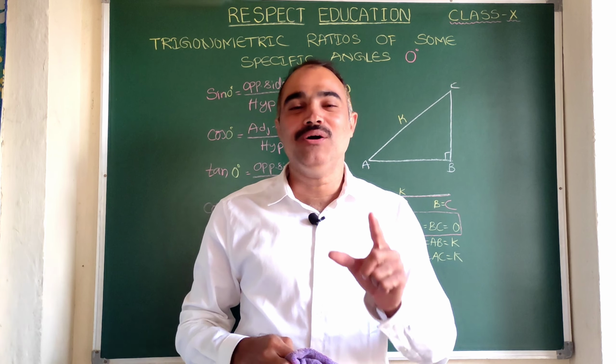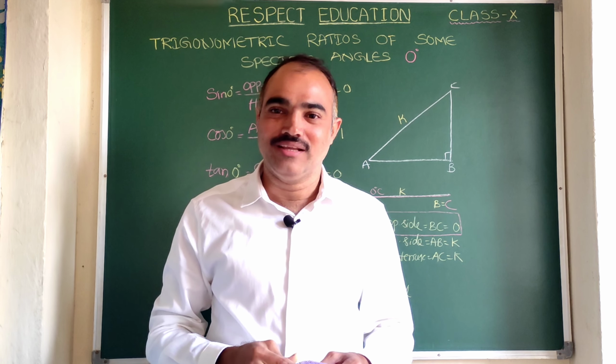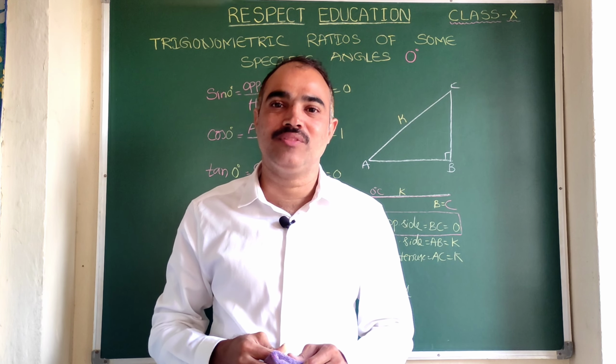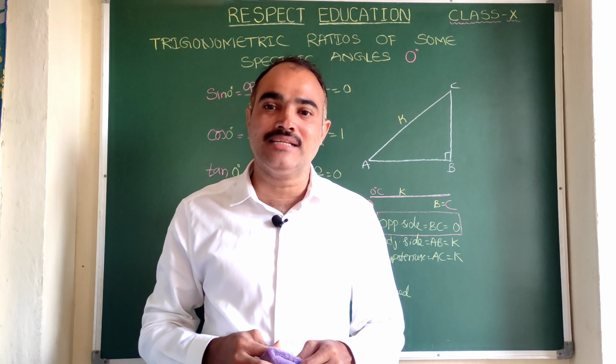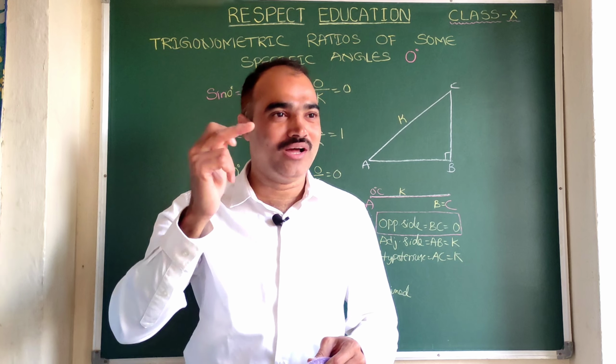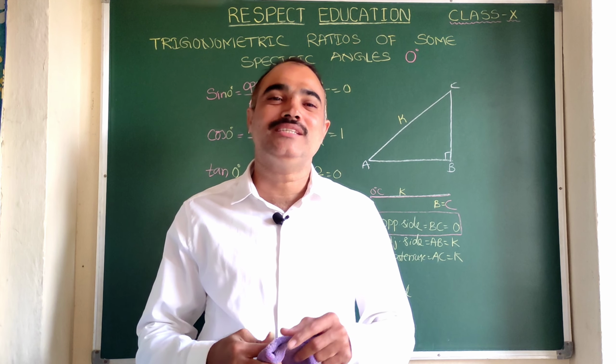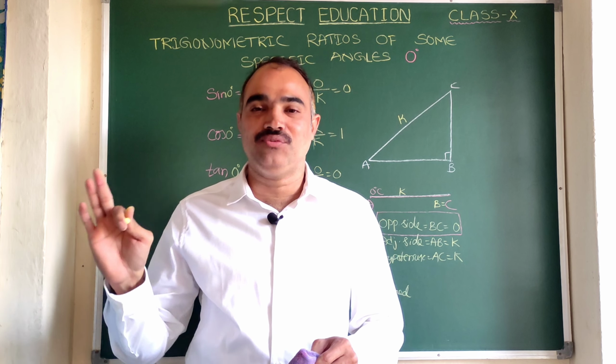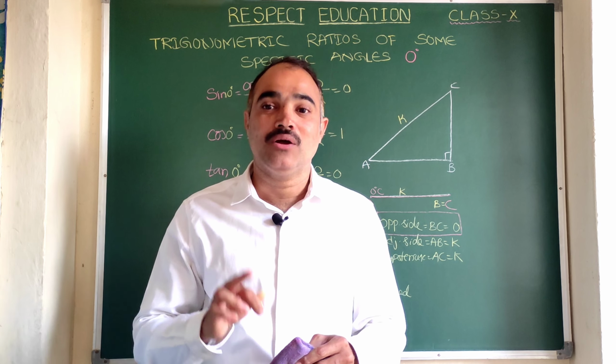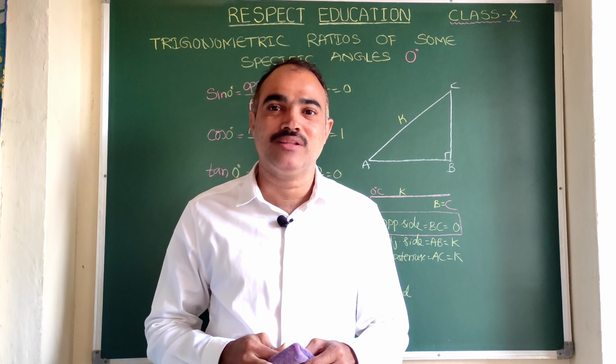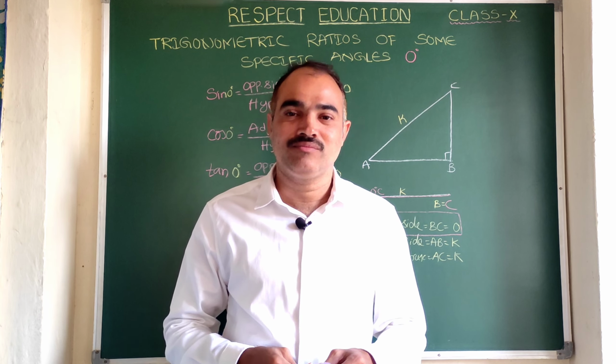Okay. Tell me now. Sin 0 degrees 0. Cos 0 degrees 1. Tan 0 degrees 0. 0, 1, 0 over. Now cosecant 0 degrees not defined. Secant 0 degrees 1. Cot 0 degrees not defined. Any doubt? Good.